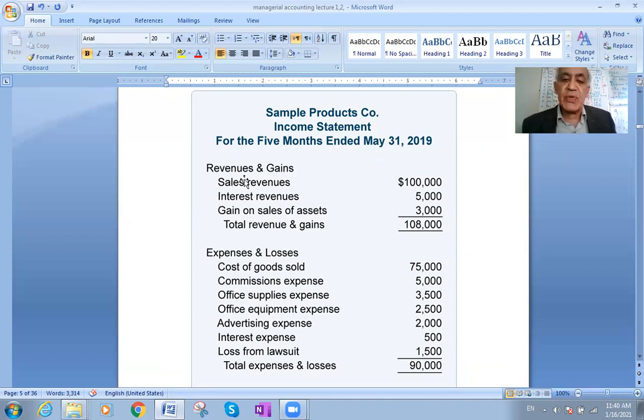So let's start with the sales and revenues. Let's talk about the revenues part now. Start with the sales revenues. Interest revenues means you are investing money, and this money made interest. Plus gain on sales of assets: you sold the assets, and you have now gained money from the assets.